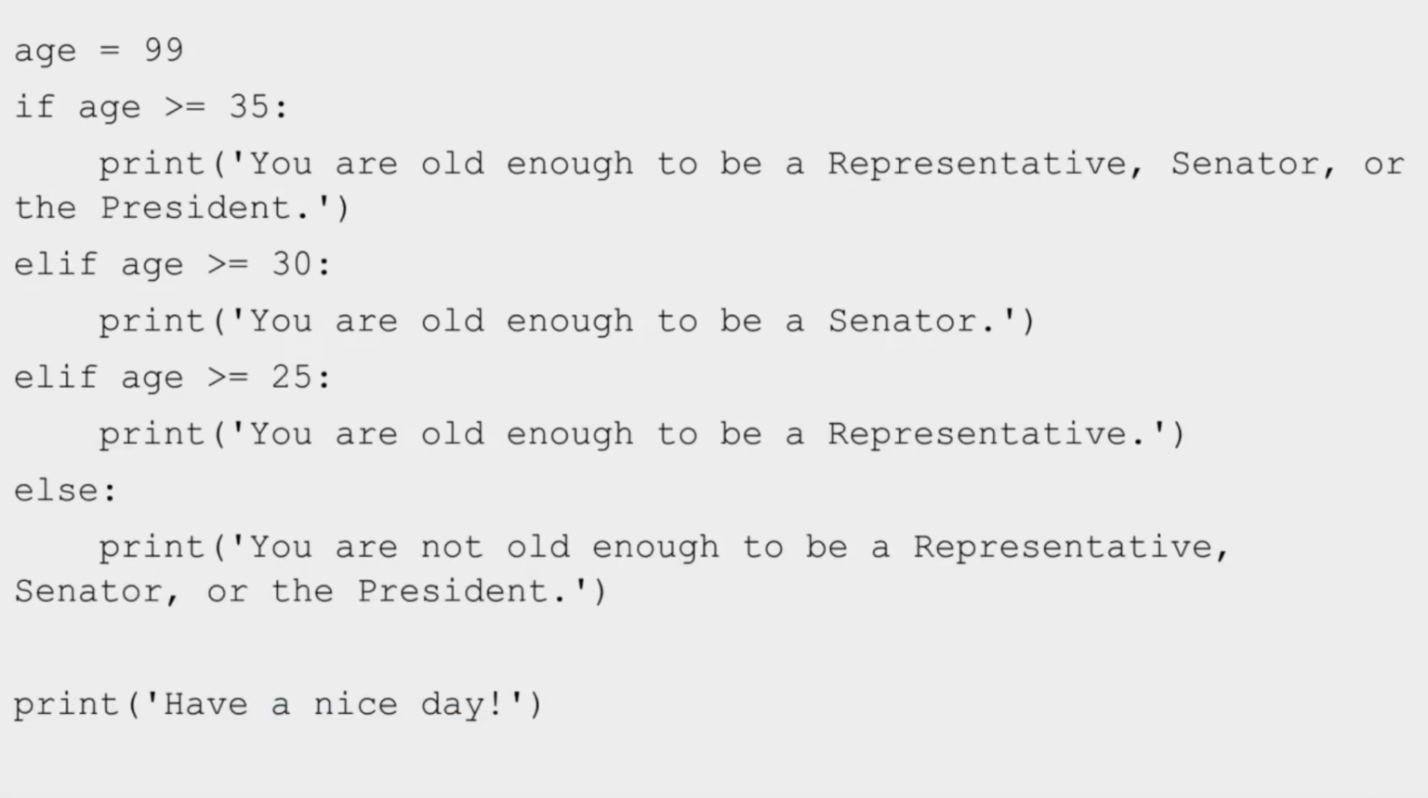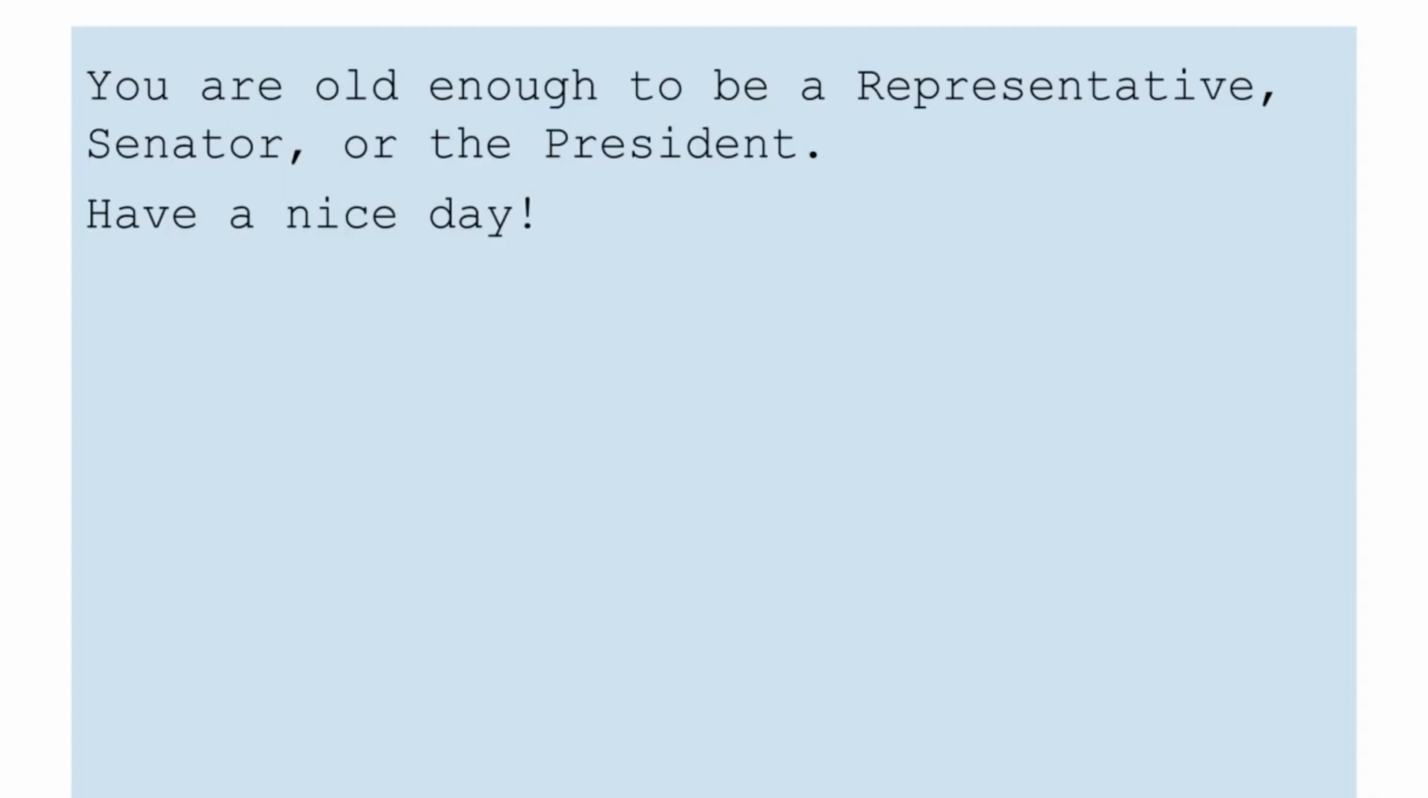Here is one final program to illustrate this concept. In this example, age is set to 99, and the if statement of age greater than or equal to 35 evaluates to true because 99 is greater than or equal to 35. And so the print statement, "You are old enough to be a representative, senator, or the president" will be printed. All the other code in the if statement will not execute. It will be skipped. The next command to execute is print "Have a nice day." Here is the output of that Python code.